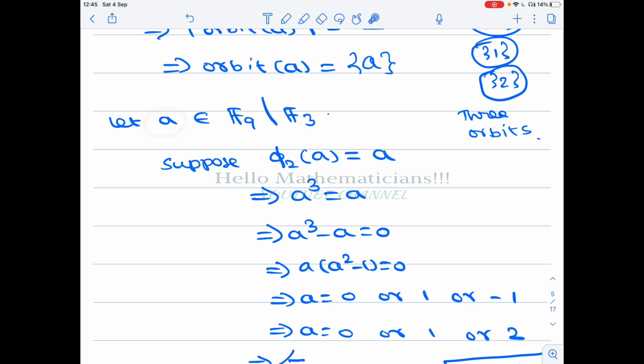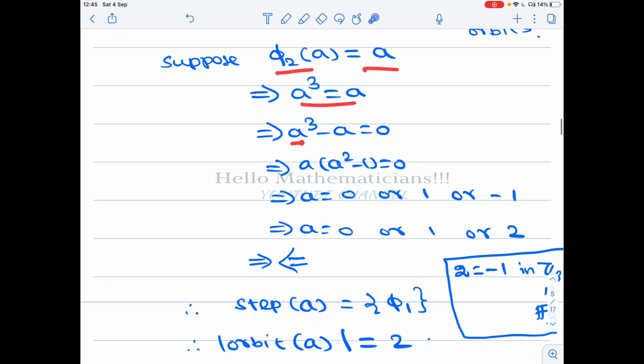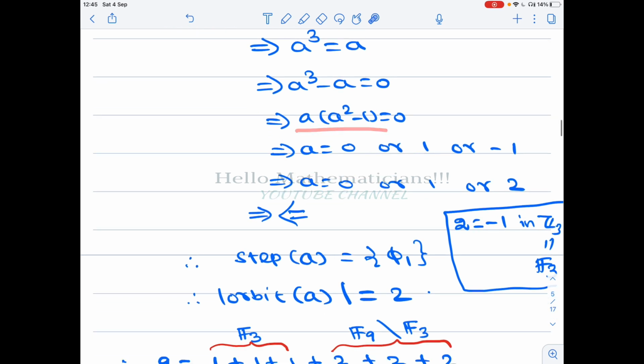Suppose this element is fixed by pi 2. Note that pi 2 is the automorphism x goes to x cube. So suppose pi 2 of a equals a, that means a cube equals a. This implies a cube minus a equals 0, which implies a times (a square minus 1) equals 0. This implies a equals 0, 1 or minus 1. But we are working in characteristic 3. If the characteristic is 3, that means 3 times 1 equals 0, or 1 plus 1 plus 1 equals 0. This implies 2 equals minus 1, so for minus 1 you can replace 2.